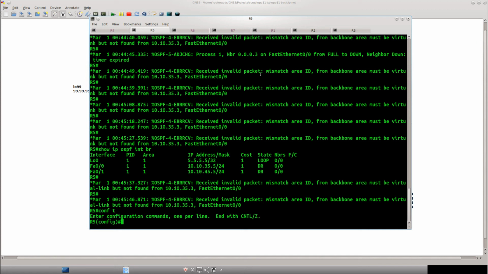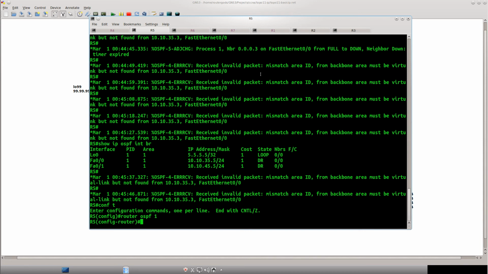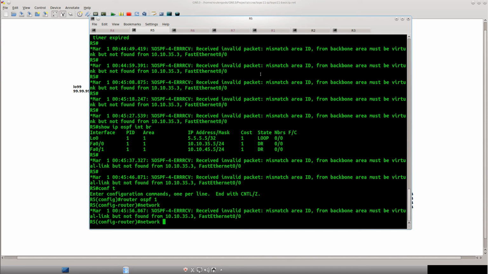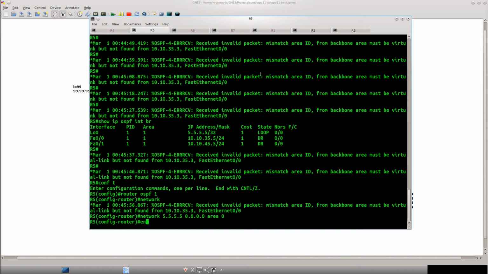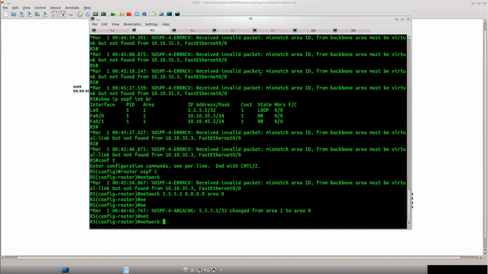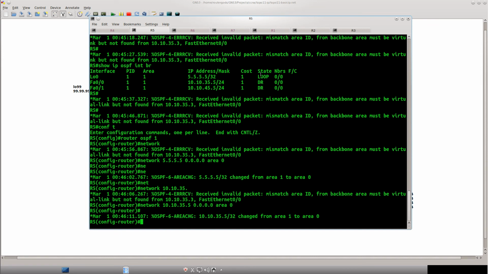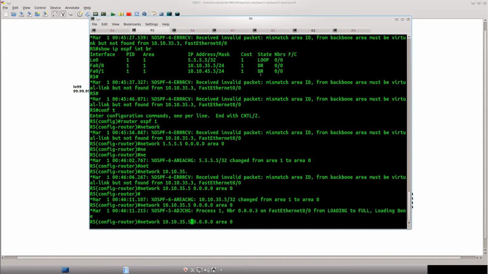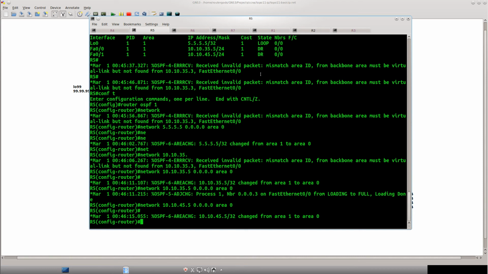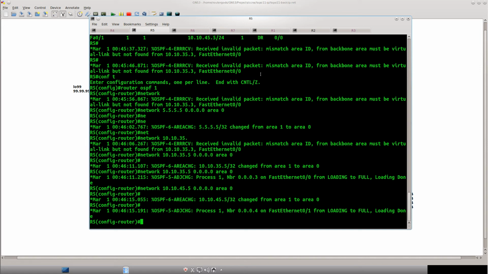So pretty easy. Router OSPF 1, and if you want to do it manually, network 5.5.5.5, network 10.10.35.5, and 45.5. And yes, you're getting those error messages, but as soon as you type all that in, your error messages will stop.